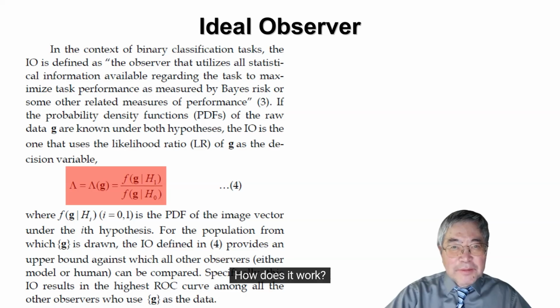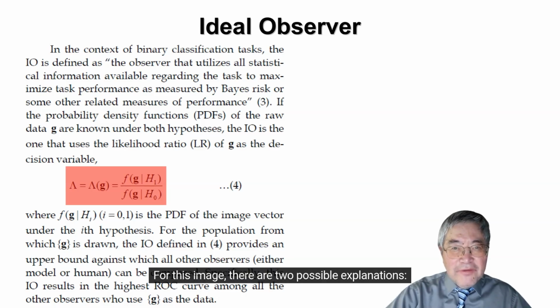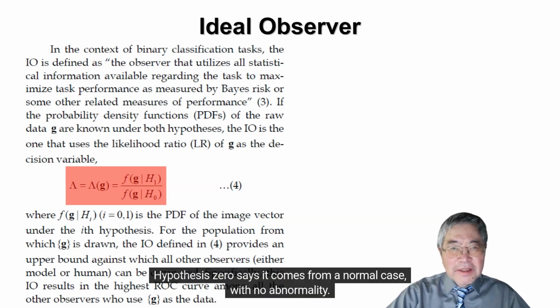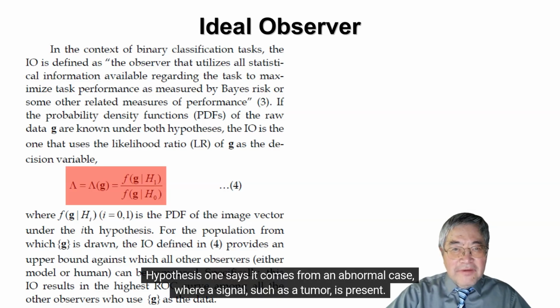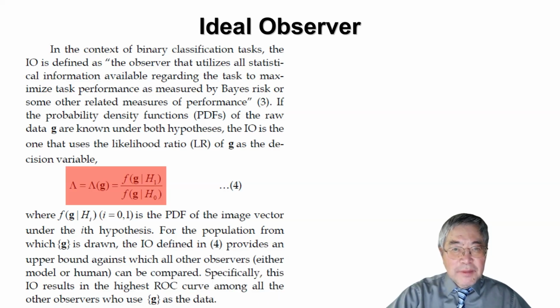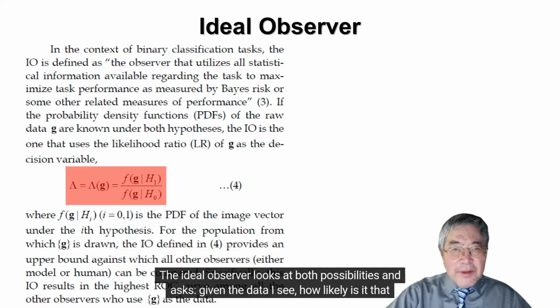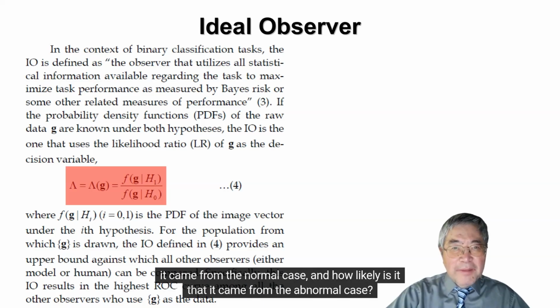How does it work? Imagine you have an image, which we'll call G. For this image, there are two possible explanations. Hypothesis 0 says it comes from a normal case with no abnormality. Hypothesis 1 says it comes from an abnormal case where a signal such as a tumor is present. The ideal observer looks at both possibilities and asks, given the data I see, how likely is it that it came from the normal case, and how likely is it that it came from the abnormal case?